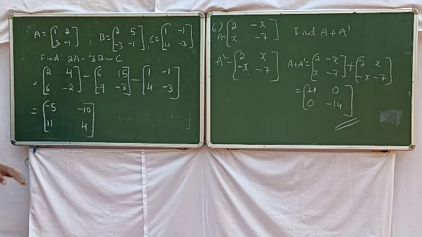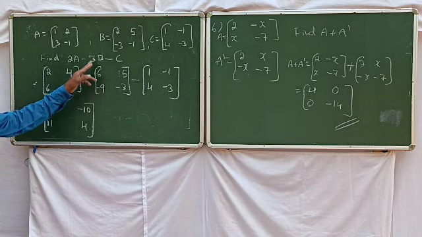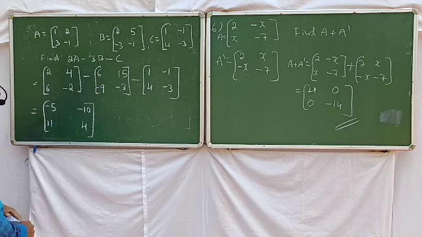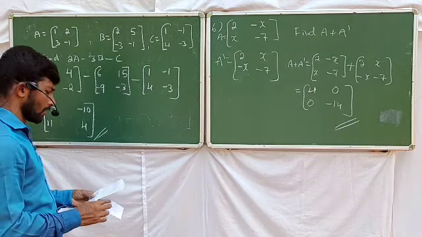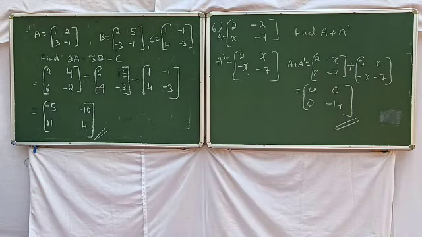Okay, it's a value of 2a minus 3b minus c. Okay, check the values once. Correct means copy the values. Okay, next problem.